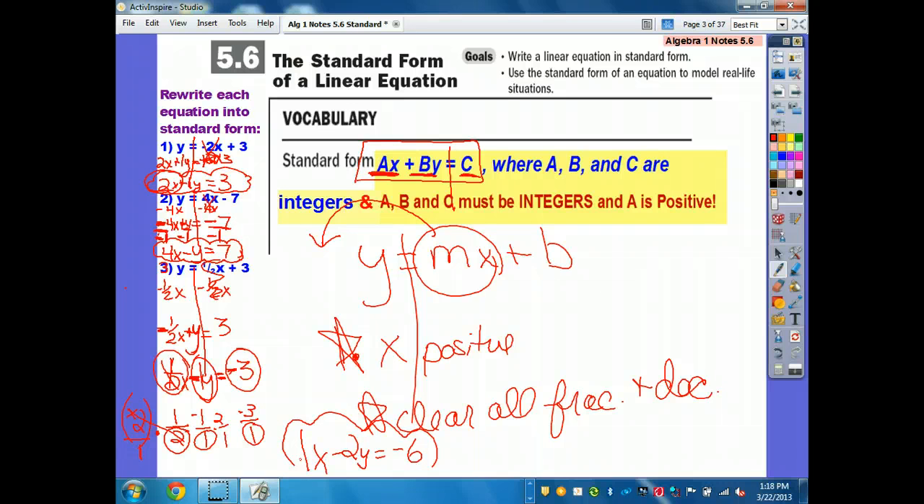And we'll have another practice. If that was a little too fast, we have another practice. But let me just throw one more example out here with a decimal. What if I end up in standard form? 3.1x plus 3y equals 3.14. I can't have decimals.